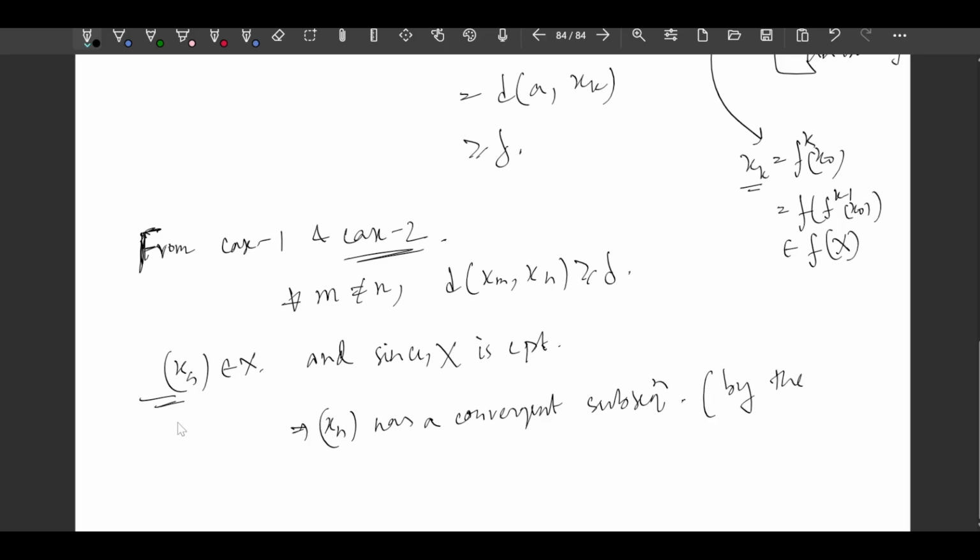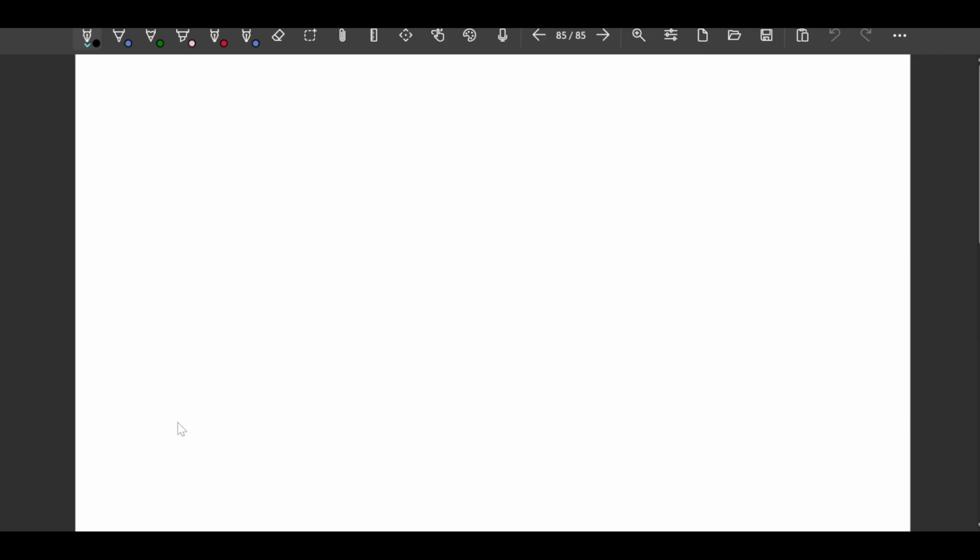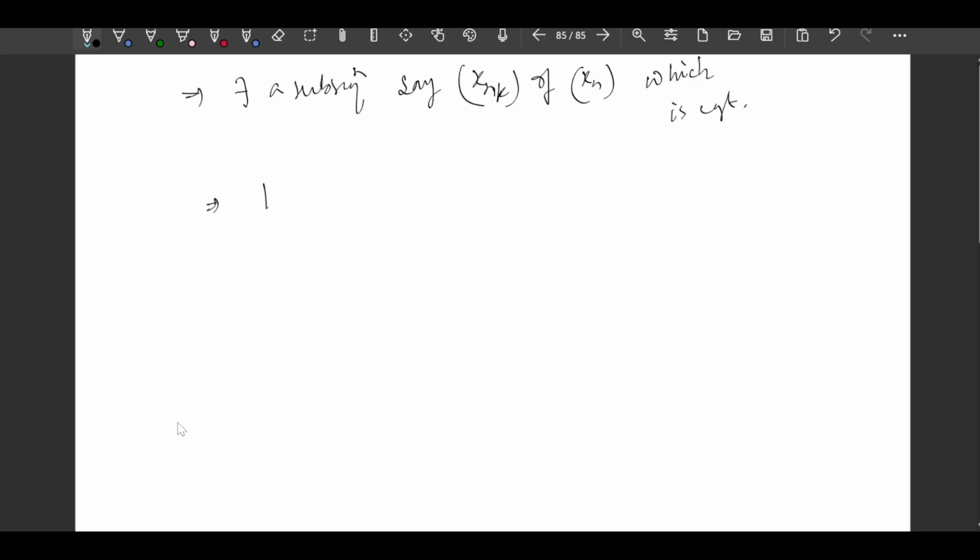By the sequential criteria of compactness, this implies there exists a subsequence, say x_{n_k} of x_n, which is convergent, right? This implies, अब convergent है इसका मतलब क्या है?